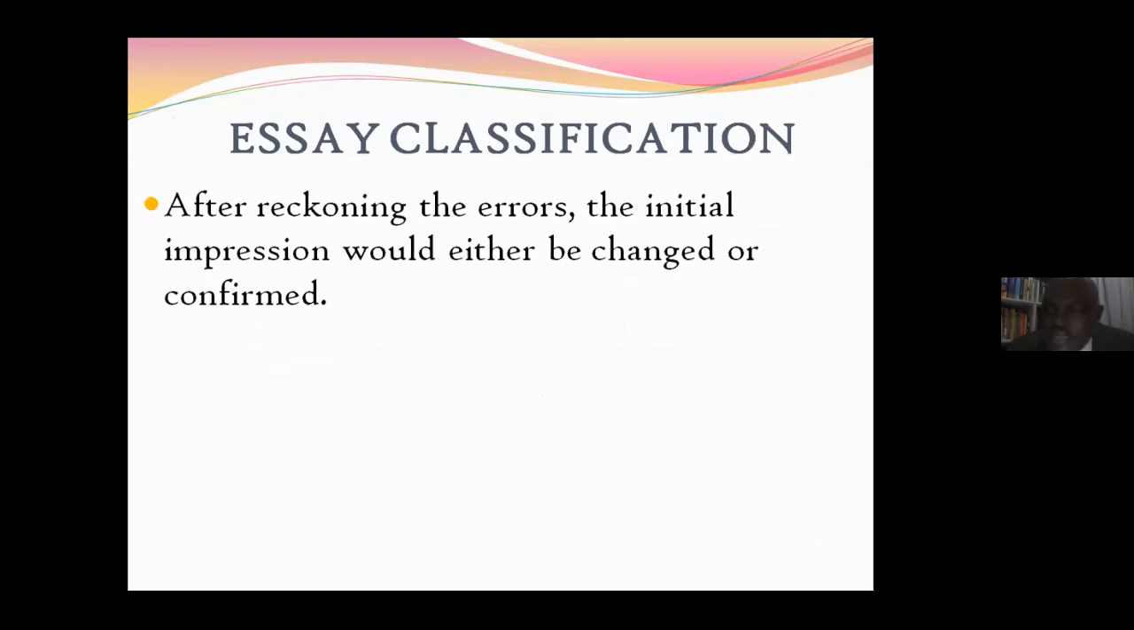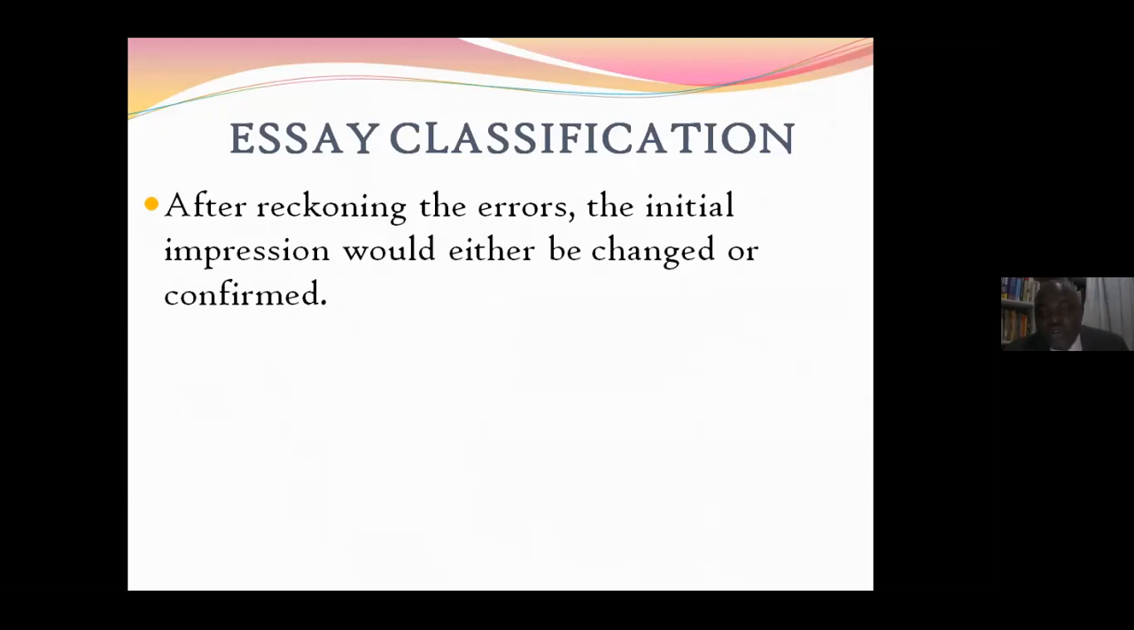Now, when you have indicated these errors, after reckoning them, mind you, you had already judged. You had already judged Sinkala as a drunkard. By the time you get close to him, you discover, oh my God, this guy is a Christian, a practicing Christian. The impression changes. You've done the error analysis. That's what we do, okay?